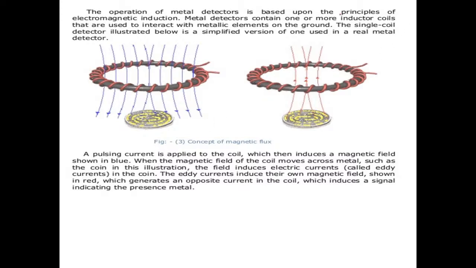The principle there is the principle of electromagnetic induction. One or more inductor coils will be there, interacting with metallic elements. The metallic elements will have eddy currents looping inside them. This will have a magnetic interaction with the magnetic field produced in that metal surface.